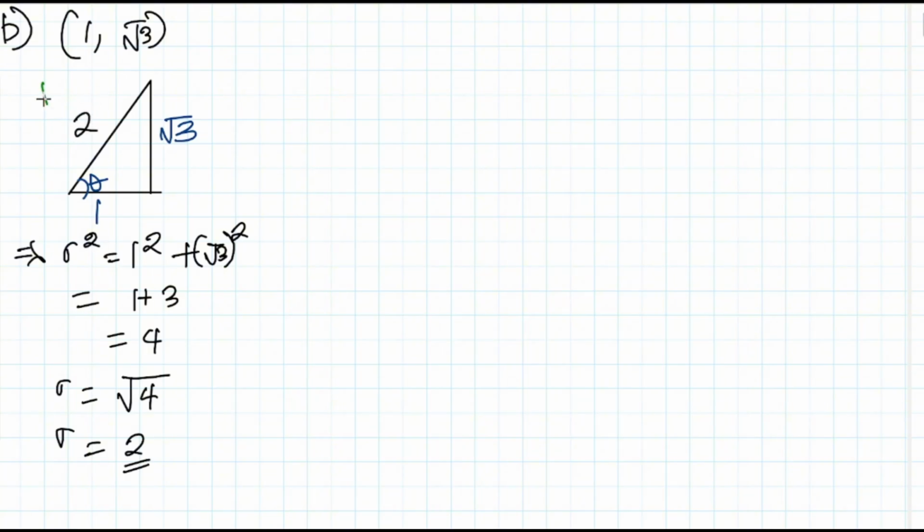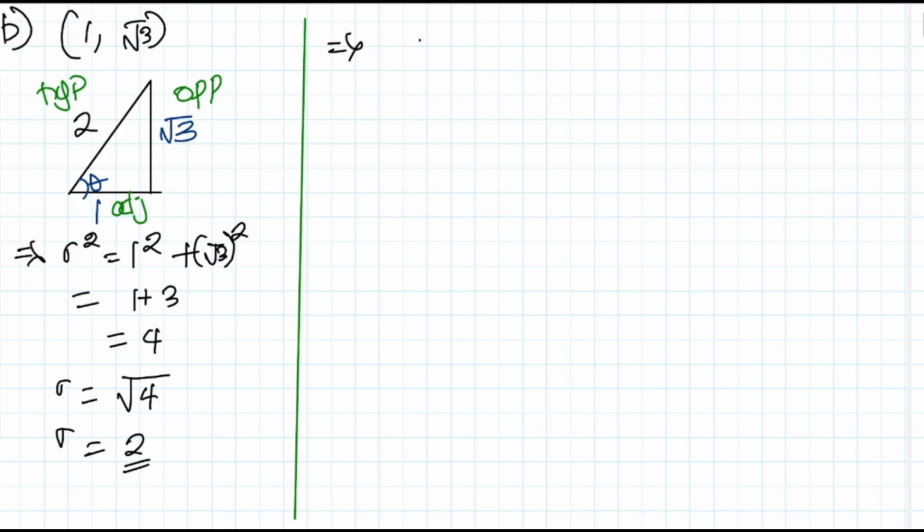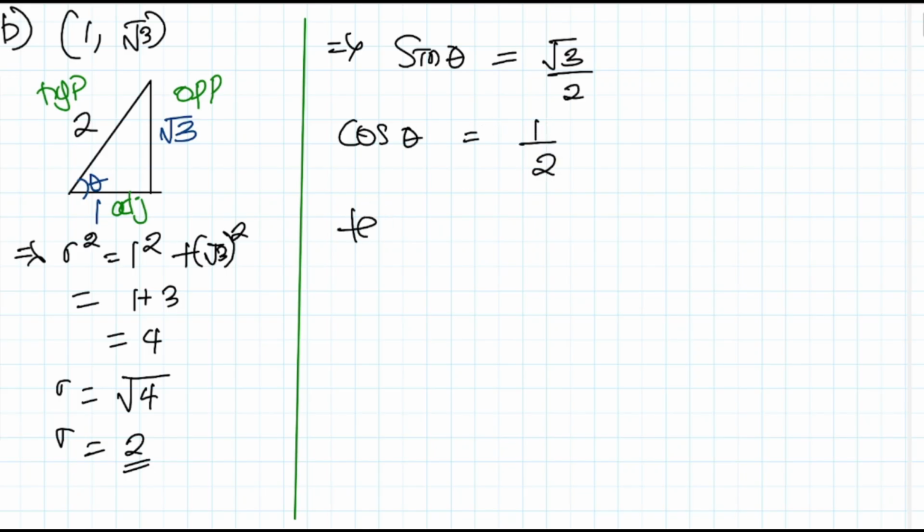And then of course, this is hypotenuse, this is opposite, and this is adjacent. So finding our trigonometric ratios now, we basically take our values respectively. So it then implies that sine theta equals root 3 over 2, cos theta equals 1 over 2, tan theta equals root 3 over 1, which equals root 3.